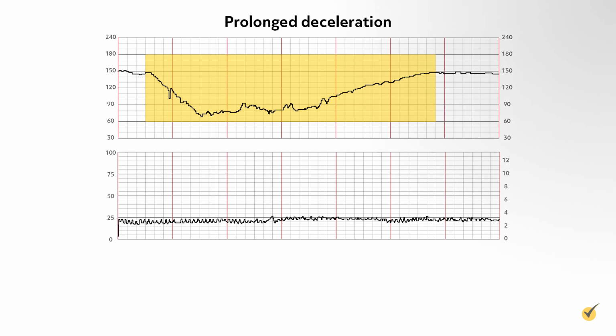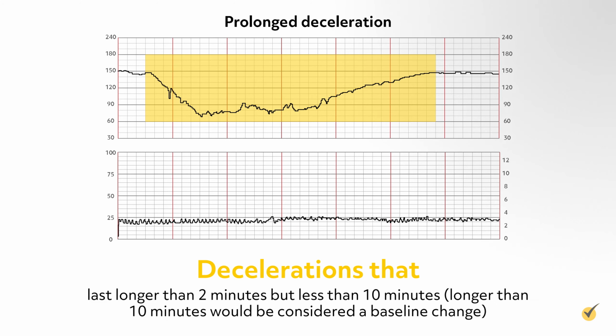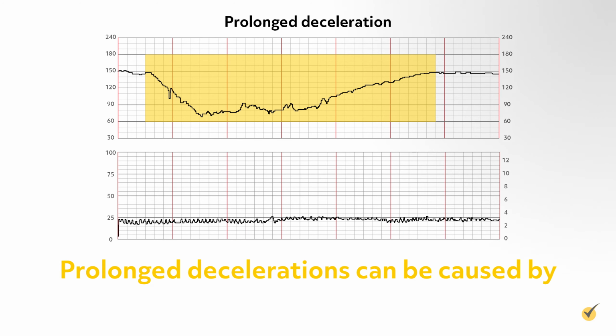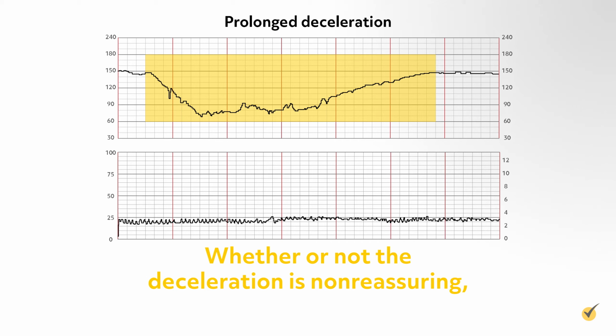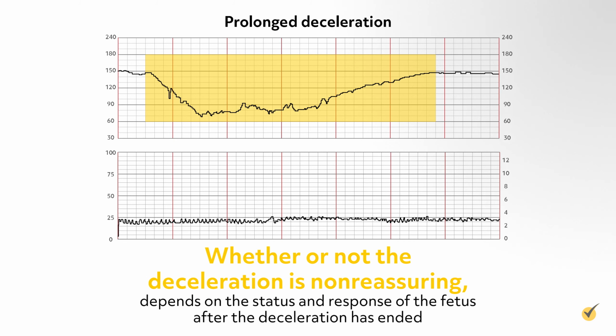Prolonged decelerations are decelerations that last longer than 2 minutes, but less than 10 minutes. Longer than 10 minutes would be considered a baseline change. Prolonged decelerations can be caused by cord compression, head compression, or uteroplacental insufficiency. Whether or not the deceleration is non-reassuring depends on the status and response of the fetus after the deceleration has ended.